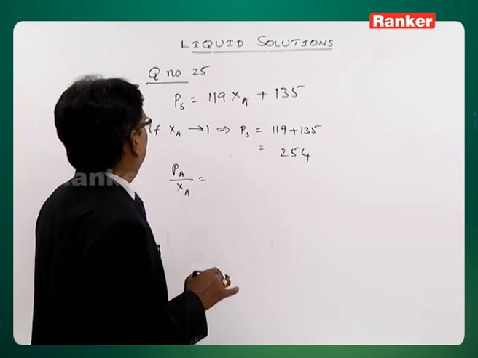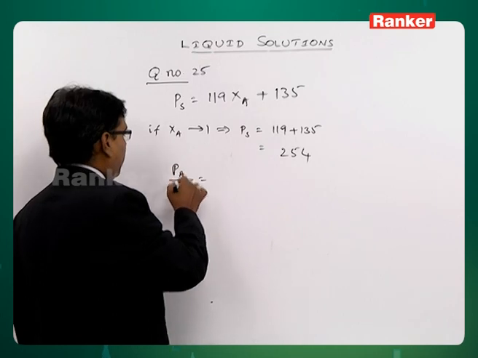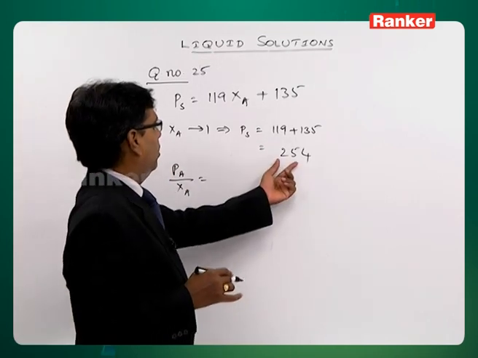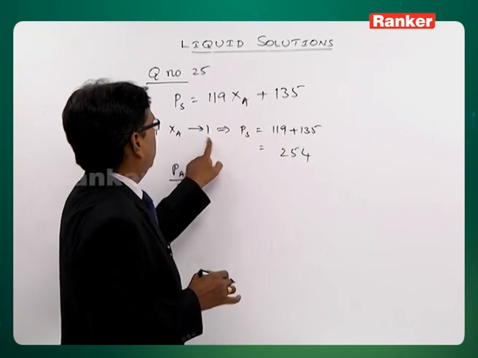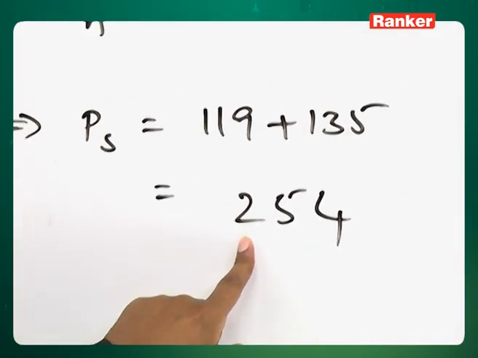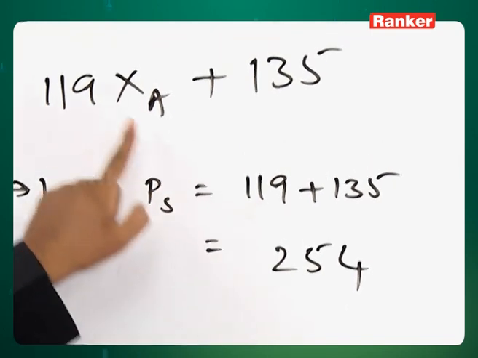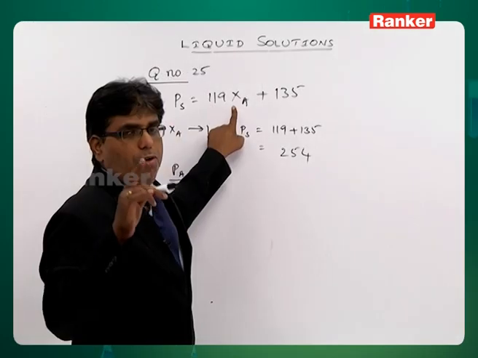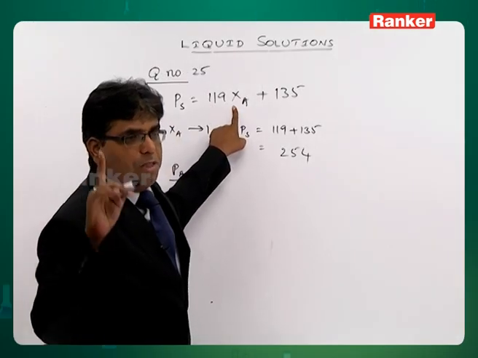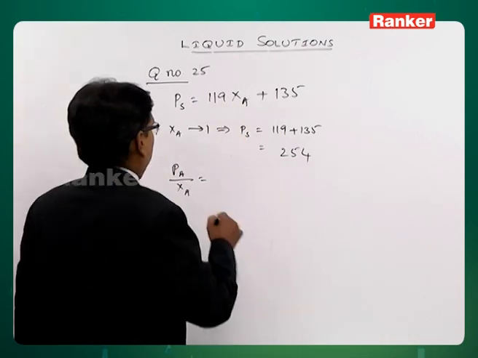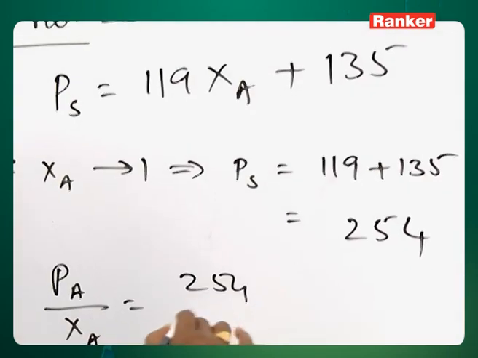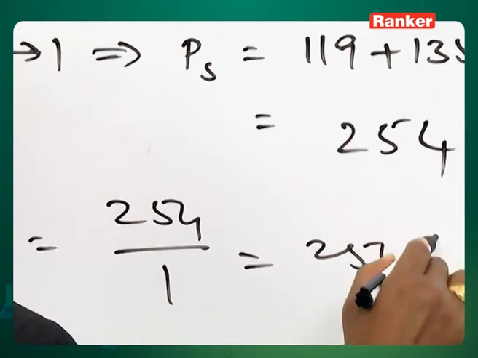That PA by XA is nothing but, when XA is tending to 1, this is equal to 254. Because XA equal to 1 means the mole fraction of A is 1 and the mole fraction of B is 0. That means it is only pure liquid A. So then the mole fraction will be 1, so it is equal to 254 by 1, that is equal to 254 torr.